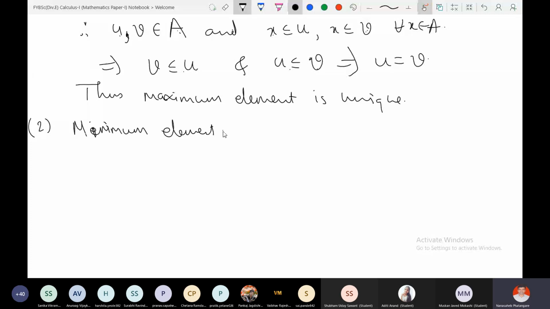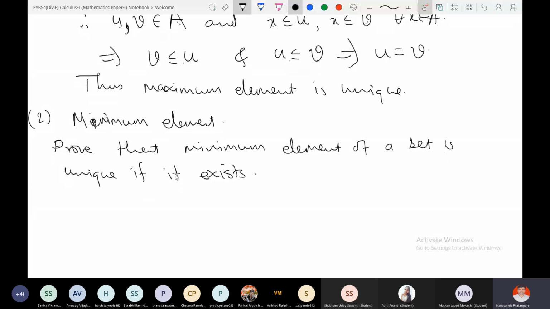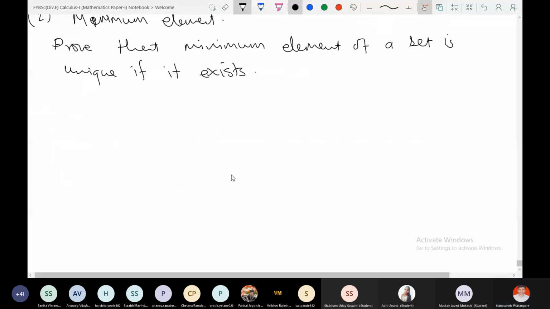So similarly, you can now prove for the minimum element that we discussed. Prove that the minimum element of a set is unique if it exists. So that you can check.